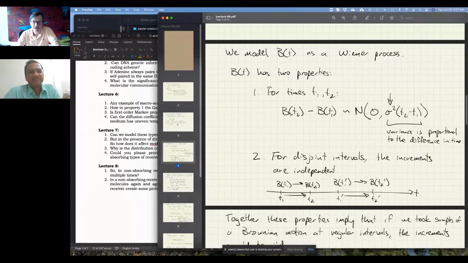So here we have basically the property of independent increments. If I have a Brownian motion at a certain time, the change at a later time from an earlier time is distributed with the Gaussian distribution with zero mean and variance some sigma squared, some constant times the difference in time. Why is it zero mean?